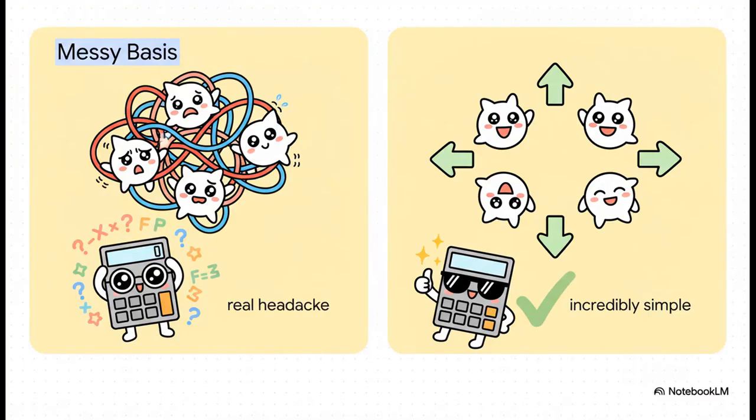So, why even bother with this? Well, with a standard, messy basis, trying to do things like projections can be a total headache. But with an orthogonal basis, where every single vector is at a perfect 90-degree angle to every other vector, those same calculations become incredibly easy. It's the ultimate work smarter, not harder move in linear algebra.